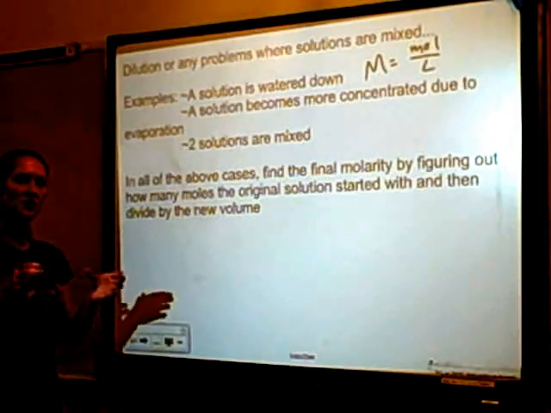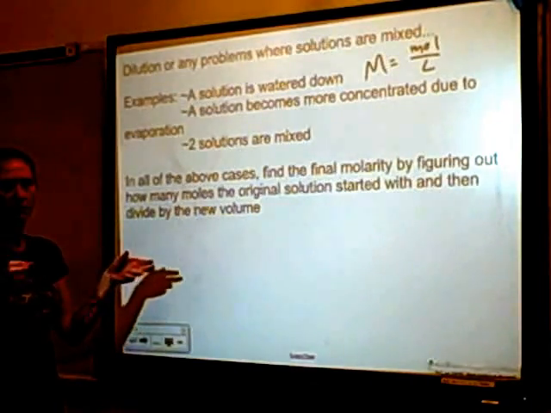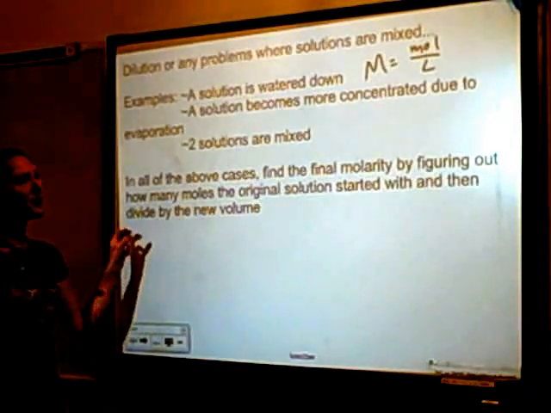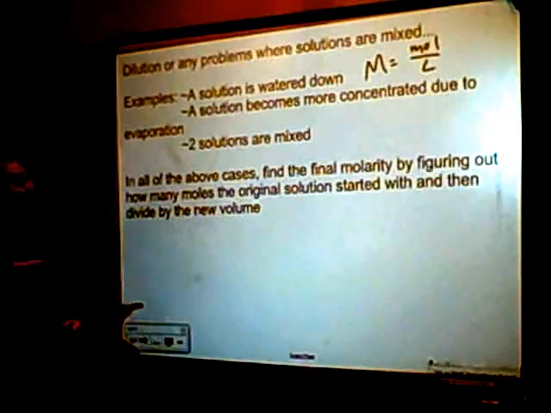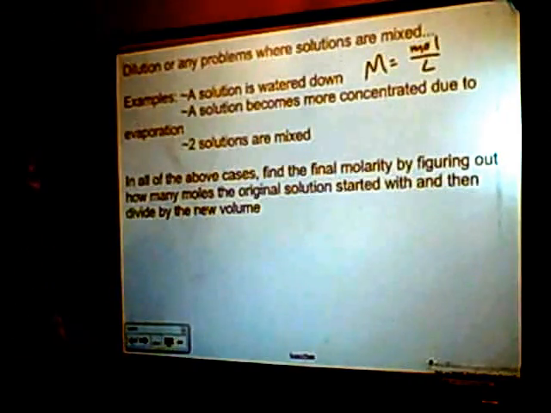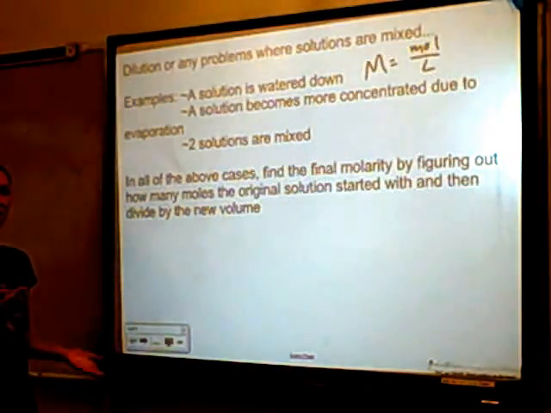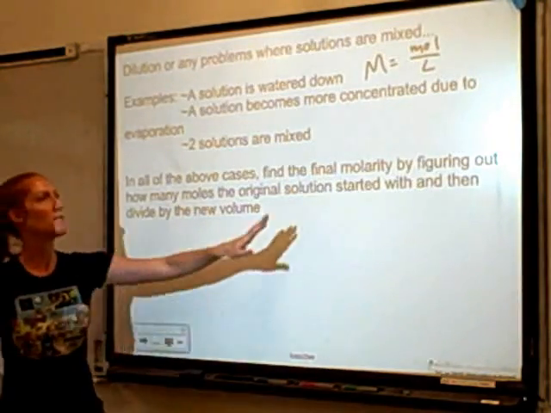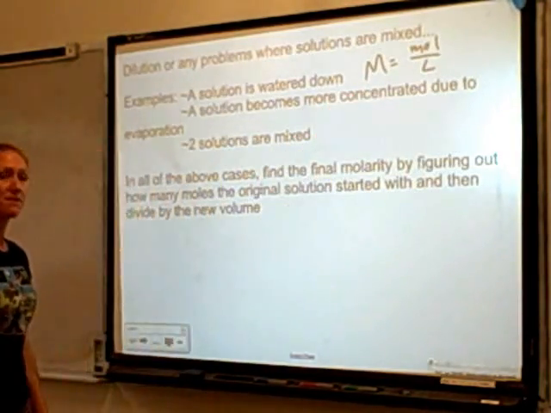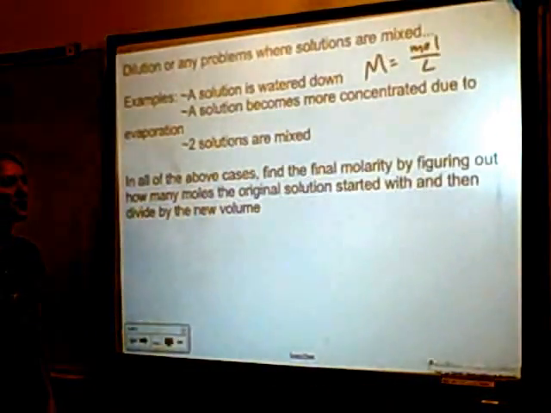Or if you mix two solutions, they each have their own molarity, one will be more concentrated than the other, and when you mix it, you're going to have some concentration in between, right? So in all of the above cases, there are a lot of numbers present, but the easy thing to do with it is you're almost always saying, what's the final concentration? We really care about this ratio. So what's the final ratio of moles to liters?